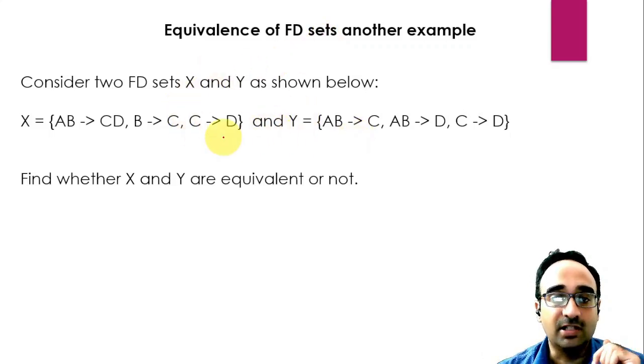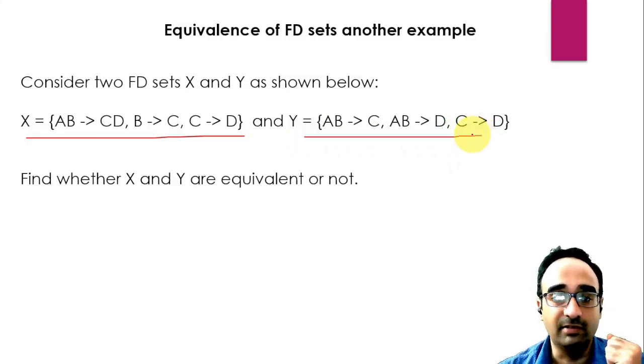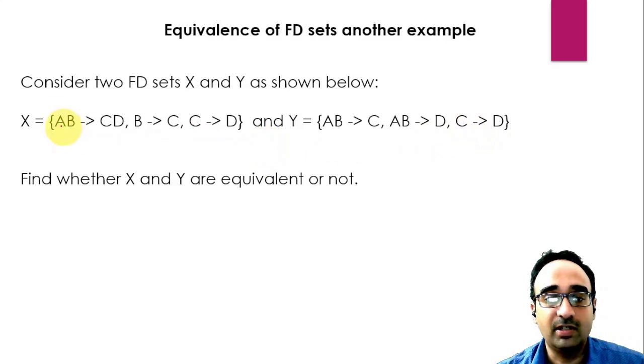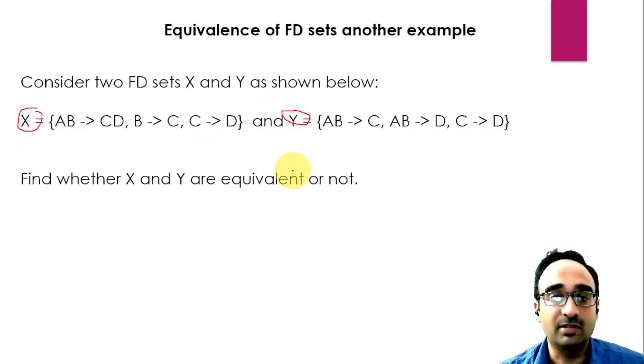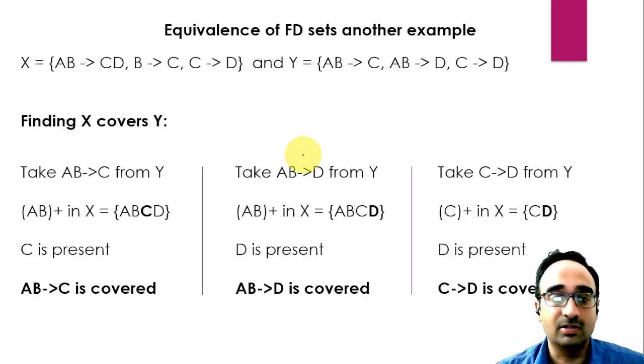So this is another example. The first set X is like this. There are 3 FDs. And the second set Y is like this, which is also having 3 FDs. Now we have to find whether these two are equivalent or not. How to find that? We should find whether X covers Y, and we should also find whether Y covers X. Let's see how to do that.